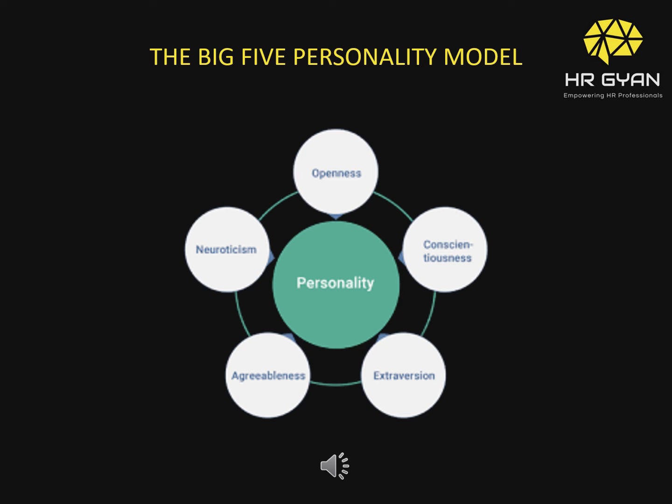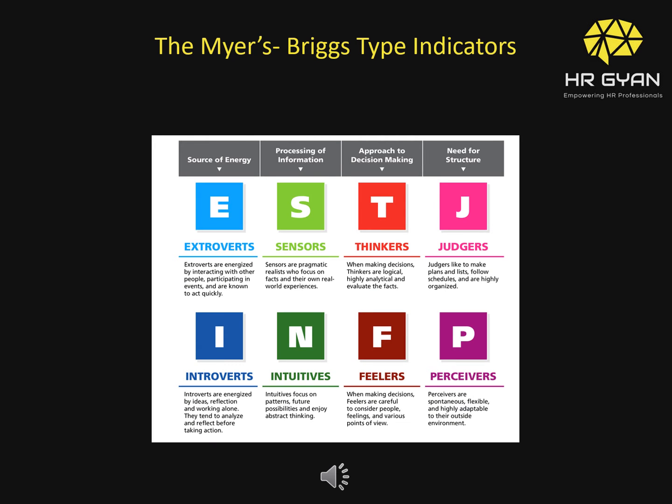These personality traits can be very helpful to predict the compatibility of a person with job requirements as well as organizational culture. MBTI is another model to identify the personality of an individual. It's decided based on a test of 100 questions. An individual is assigned to one of the 16 types of personality.